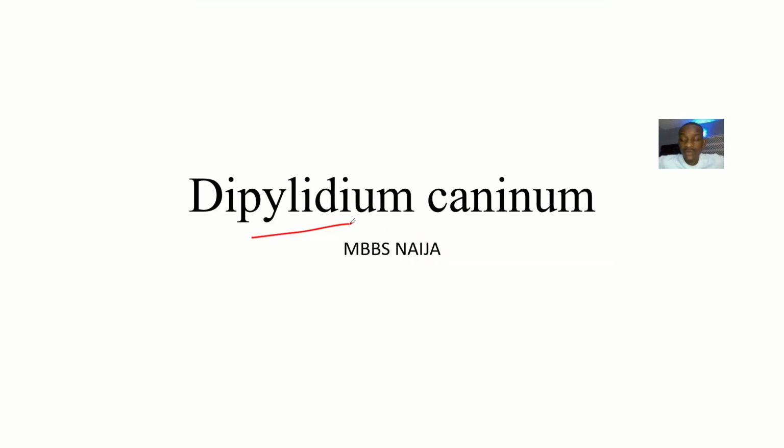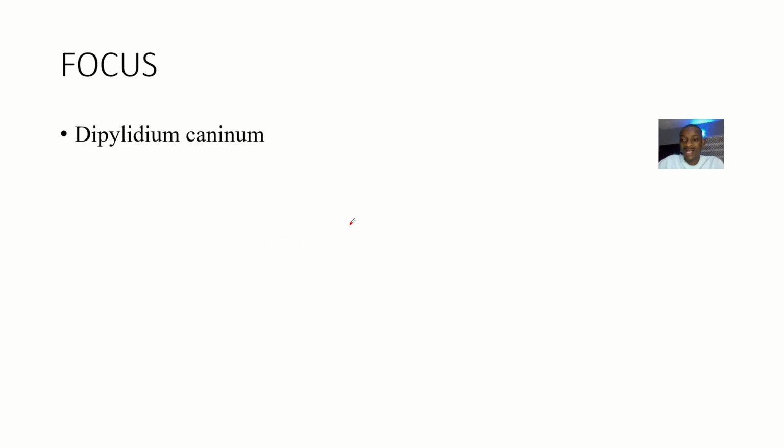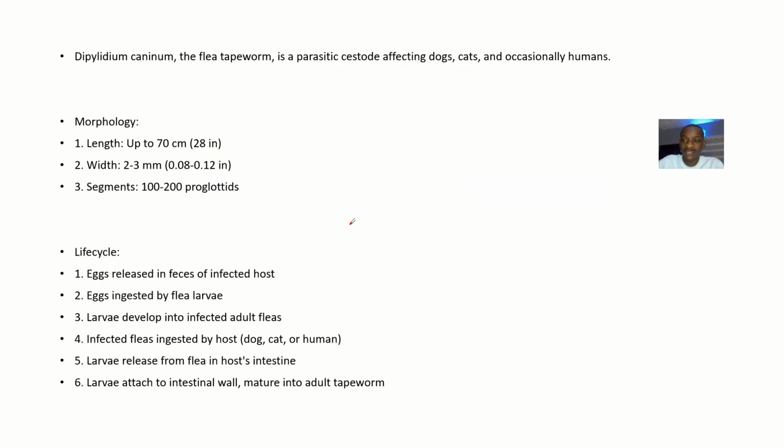Alright, so the next microorganism that we'll be looking at is the what? Dipylidium caninum. I hope I spelled it right. So I actually spelled it right. Dipylidium caninum. Alright. And it is also known as a flea tapeworm. So it's a parasitic cestode that affects dogs, cats, and occasionally humans.